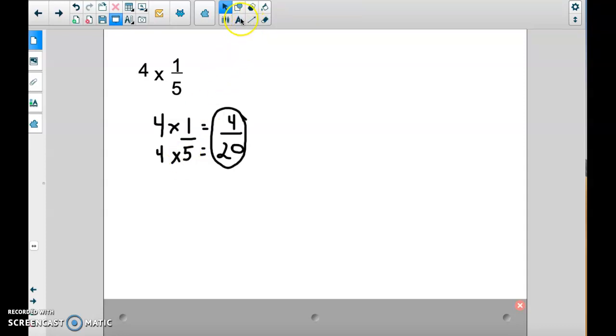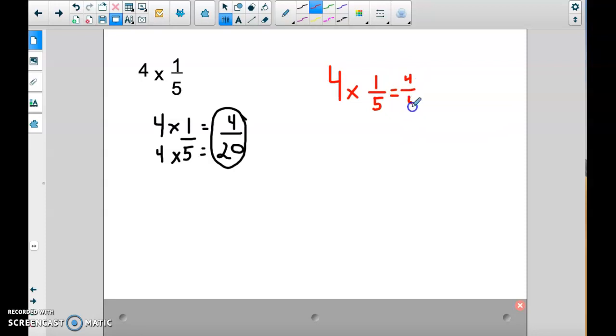You're right. I did make a mistake. I shouldn't have done that. This is 4 groups of 1/5. Here, this is just an equivalent fraction. This is something equal to 1/5. But I need to do 4 groups of 1/5. So I should end up with 4/5, right? And there's a bunch of different ways that we've talked about how you could do that. But plain and simple, that's what you've gotten.